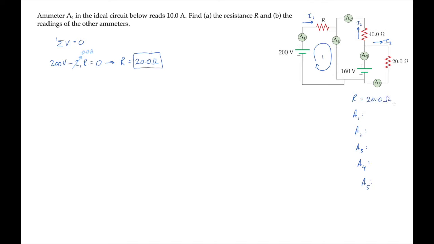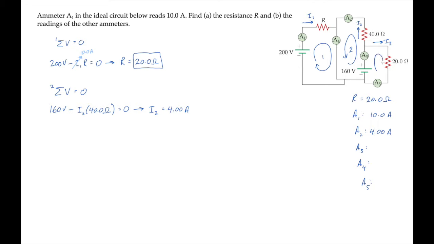Let's draw another loop now. We'll call it loop 2, here in the middle. We can sum voltages around it, setting it equal to 0. Starting at the battery again, we have 160 volts minus the voltage drop across the 40 ohm resistor, moving in the direction of that current, setting that equal to 0. And that tells us that I2 equals 4 amps. I2 is the current through ammeter 2. Now that we're over here, we can also record I1.